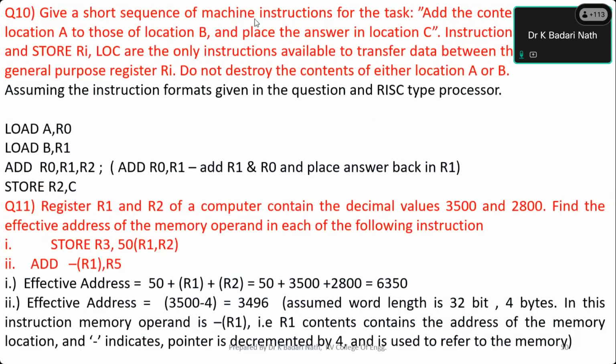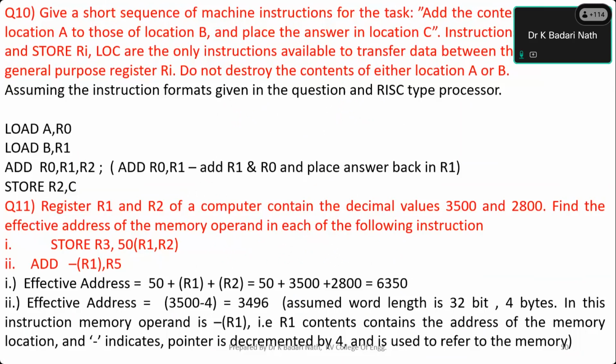Give a short sequence of machine instructions for the task: add the contents of memory location A to those of location B and place the answer in location C. Simple. A plus B and the answer to be kept in C. Instructions load location, Ri and store Ri, location are the only instructions available to transfer data between the memory and the general purpose register. Do not destroy the contents of either location A or B. Assuming the instruction formats given in the question and a RISC type processor.